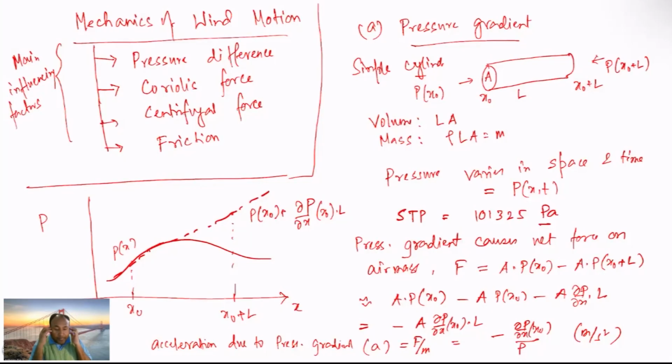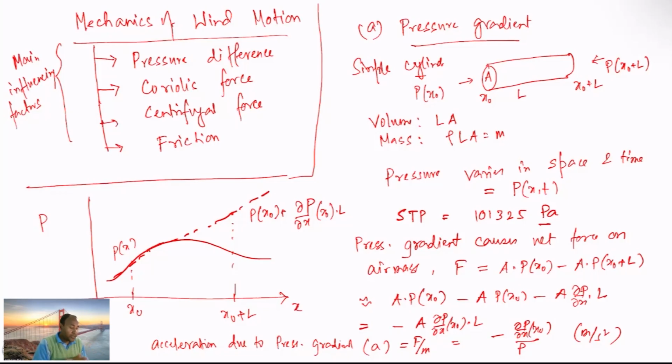Welcome back to this discussion. So we are talking about the mechanics of wind, or the factors which are influencing or causing wind motion. We have already talked about pressure differences, Coriolis force, centrifugal force, and friction. These are some of the influencing factors that cause the motion of the wind.